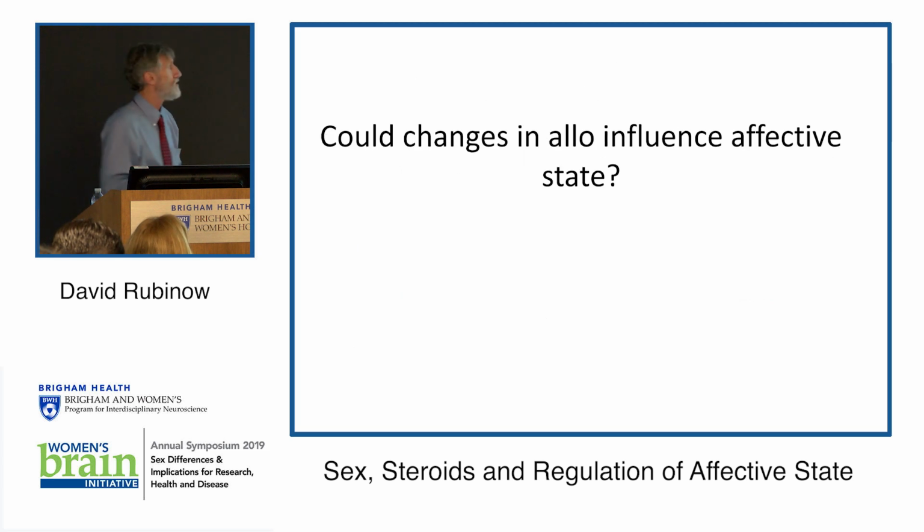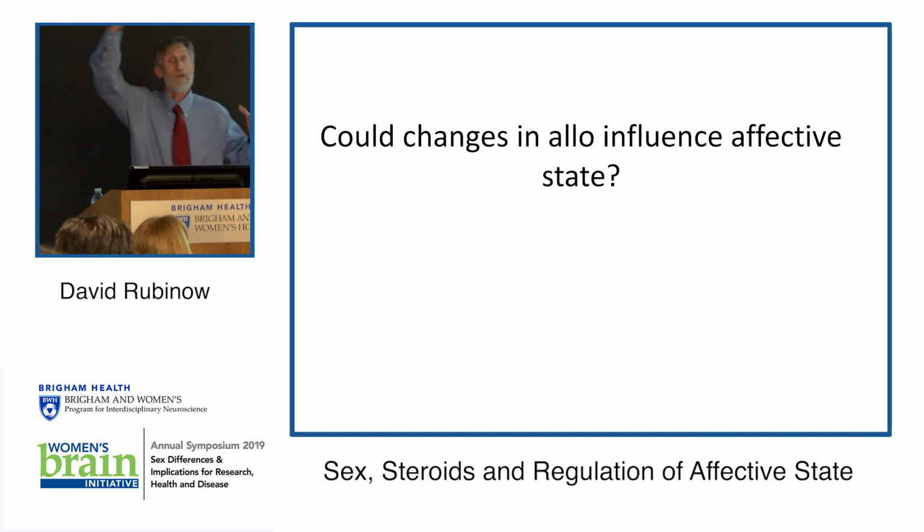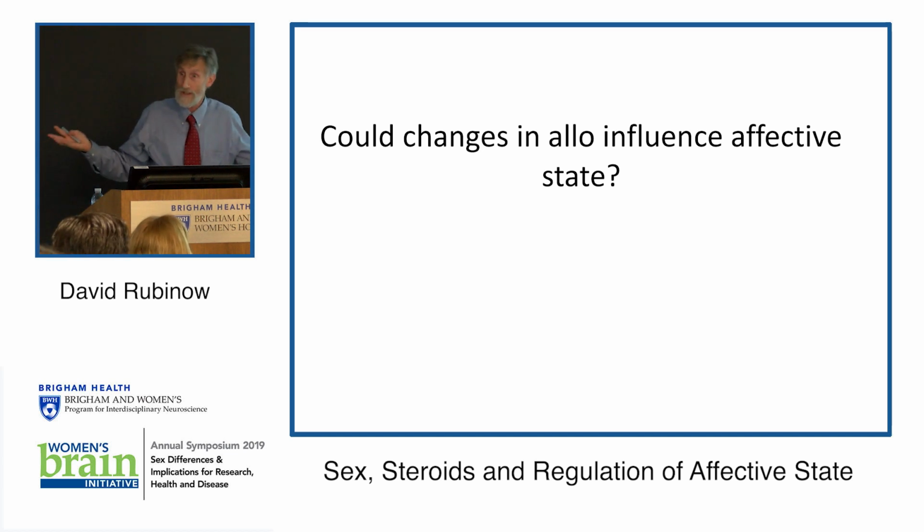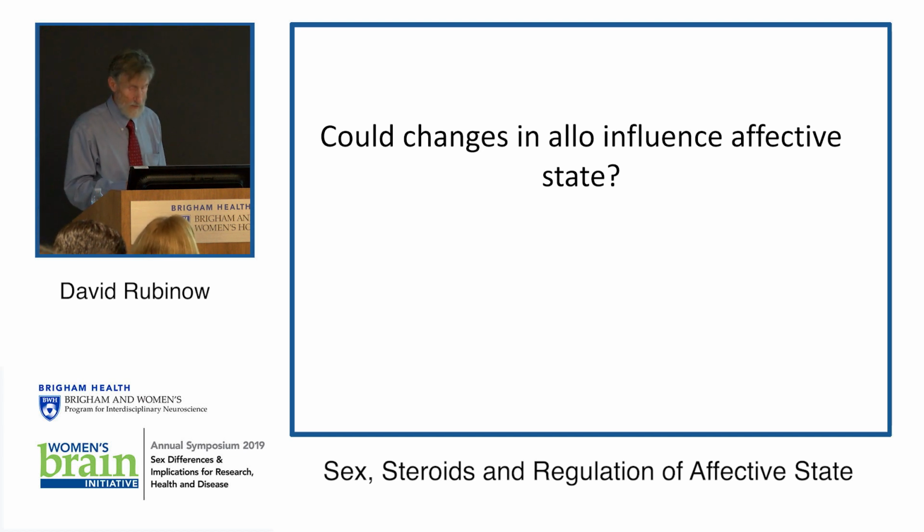So we asked the question, could changes in allopregnanolone influence affective state? Is there something about these changes in allopregnanolone, which you would get with changes in progesterone that occur over the course of the menstrual cycle, because it's just a metabolite of progesterone? So could these changes be responsible for some of the symptoms that we see?